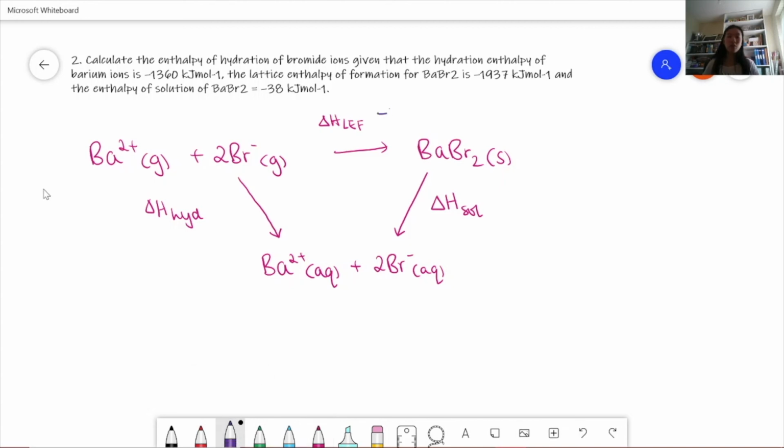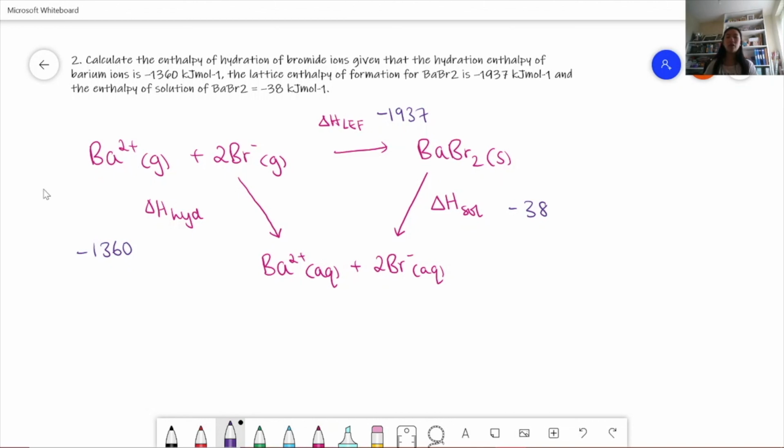So we have minus 1,937 at the top, and then we've also got the enthalpy of solution, which is minus 38. And then for hydration, we've been given the barium ions, so that's minus 1,360, and we don't know the bromide ions. However, we need to remember the definition of enthalpy of hydration of bromide ions, and that's 1 mole of bromide aqueous ions formed by bromide gas ions.